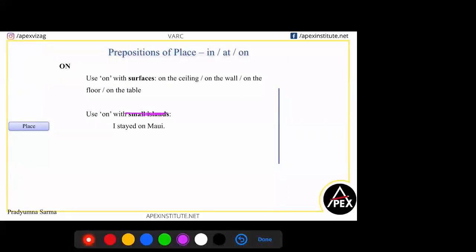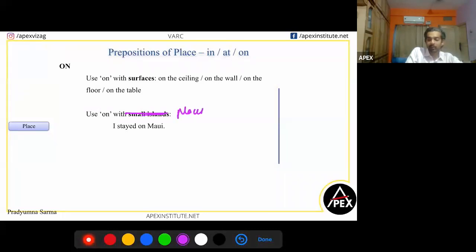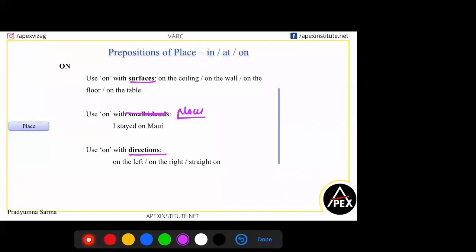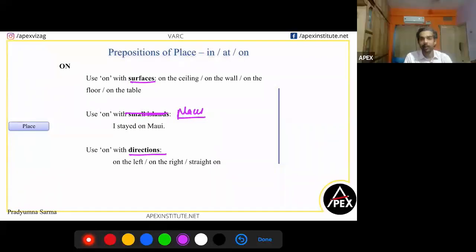So instead of small islands, maybe you can say places. So you can use it with surfaces, you can use it with places, and you can use it with directions. Like it's on the left to me, it's on the right to me, like that.